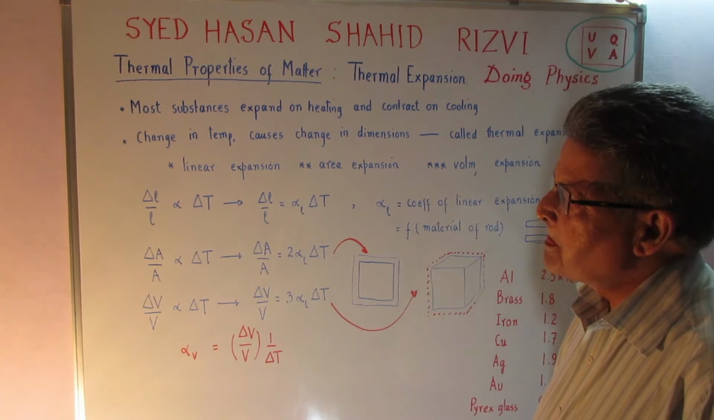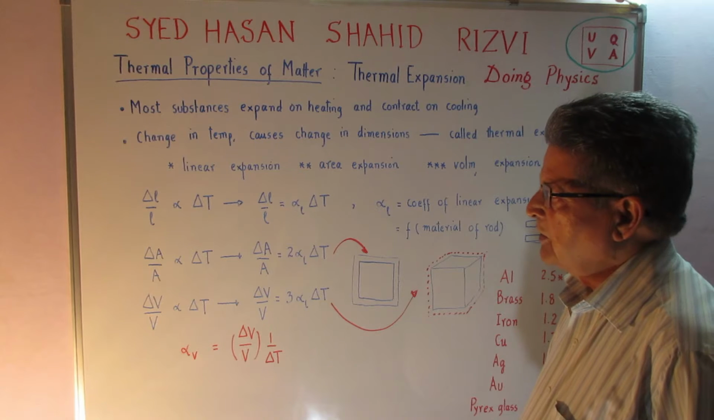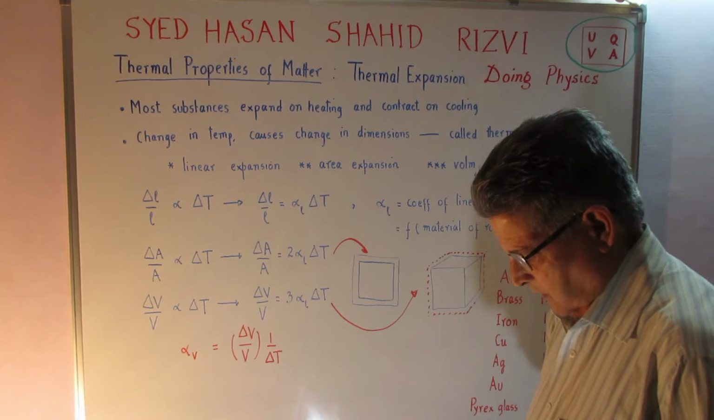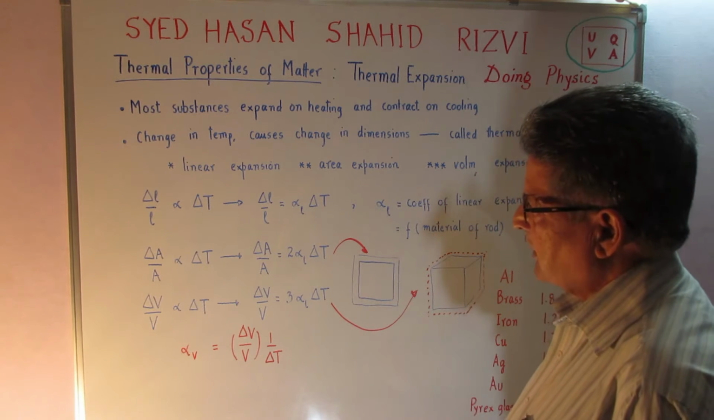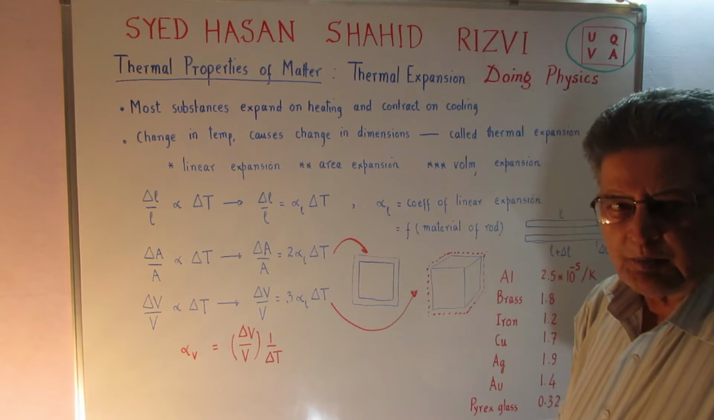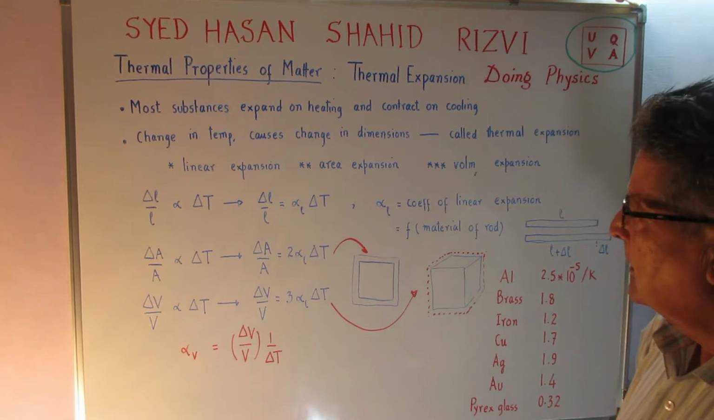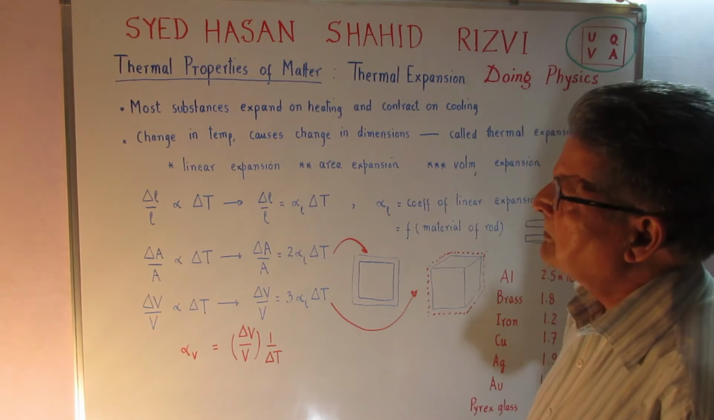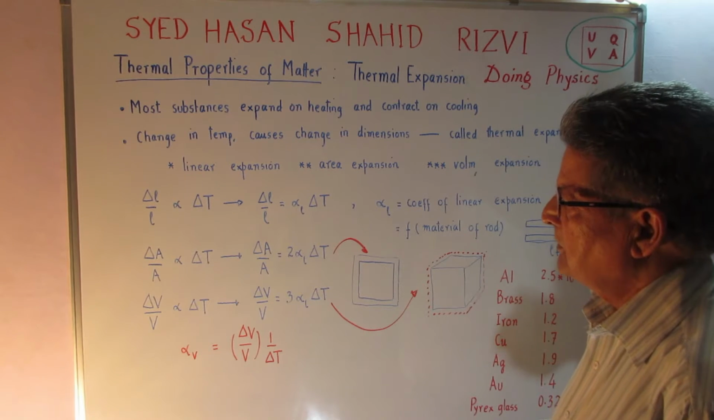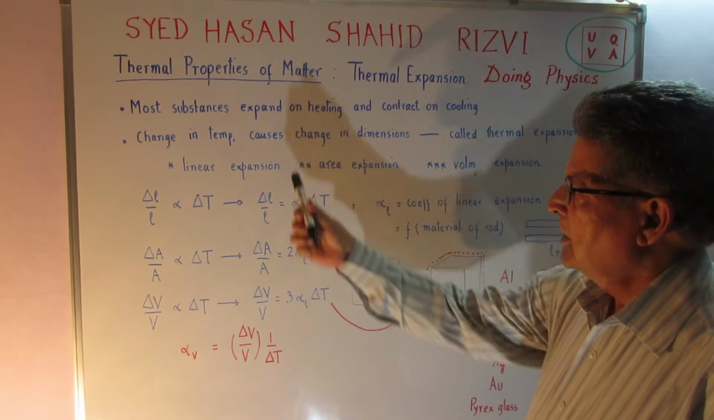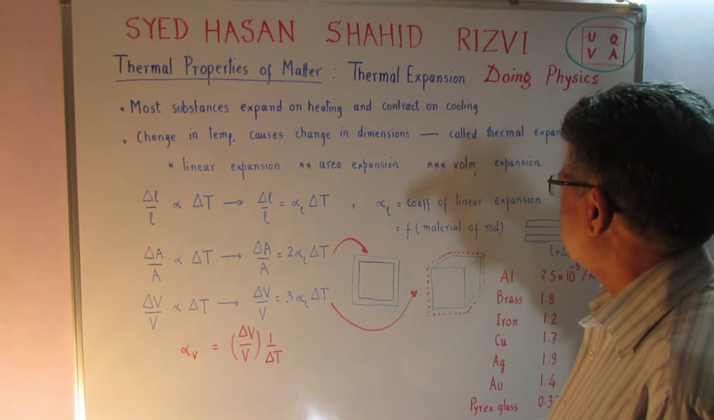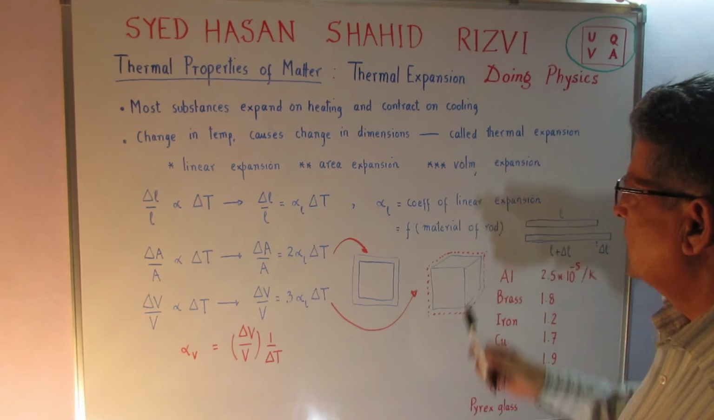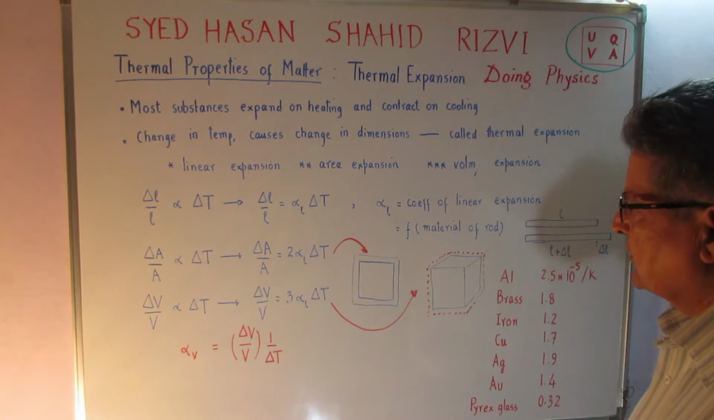So friends, we deal today in the thermal properties of matter and thermal expansion. We know that most substances expand on heating and contract on cooling. It's a common observation, which means that change in temperature causes change in the dimensions, and this is called thermal expansion. It could also be called thermal contraction.